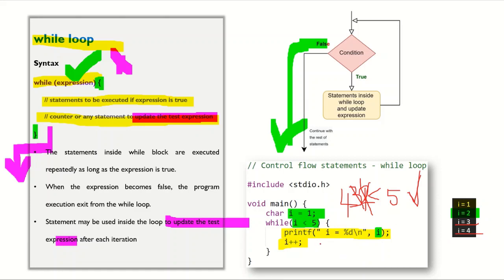Now i is incremented to 5 and it will check 5 less than 5. But this condition will return 0, or this is a false statement. So it will skip the statements in the while loop, or it exits the while loop and continues with the rest of the statements.